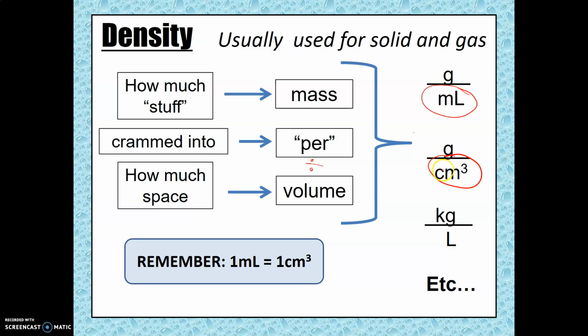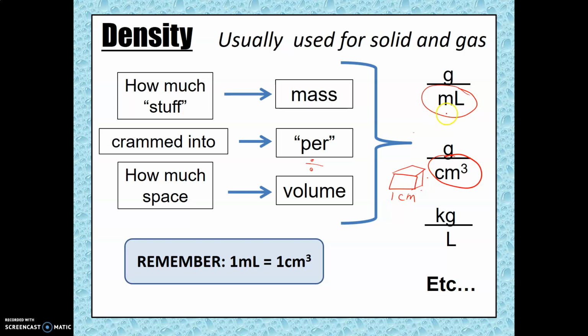If I have a little tiny box that's 1 centimeter by 1 centimeter by 1 centimeter on all sides, and I filled it with water, the amount of water that would fit in there is the same as 1 milliliter.